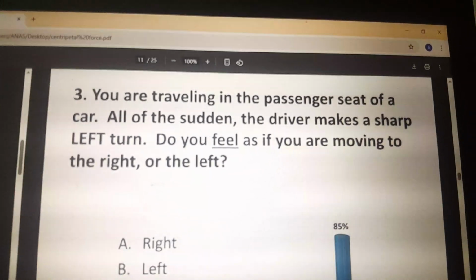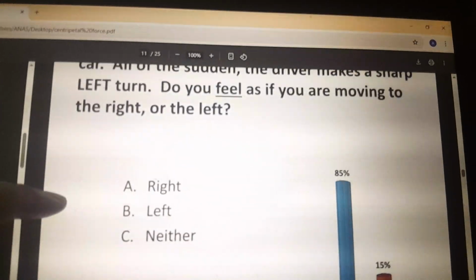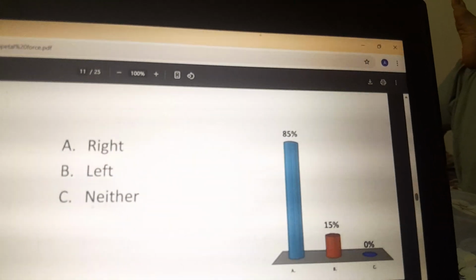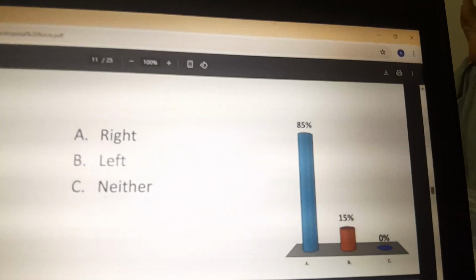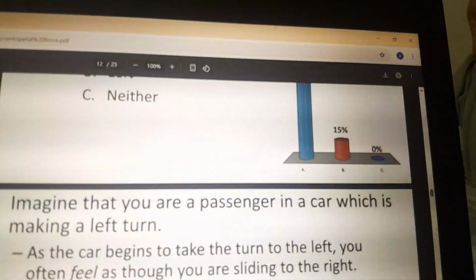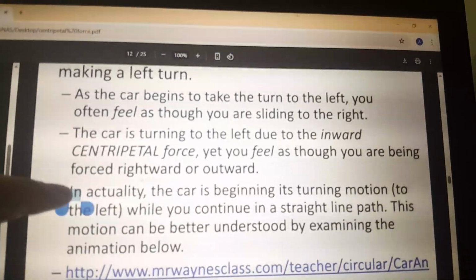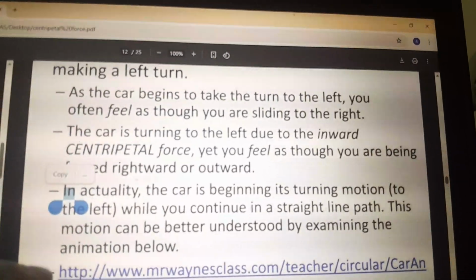You're traveling in the passenger seat of a car. All of a sudden, the driver makes a sharp left turn. So you move opposite to the left, like right. Imagine that you are a passenger in a car which is making a left turn. As the car begins to take the turn, similarly, that I told you.